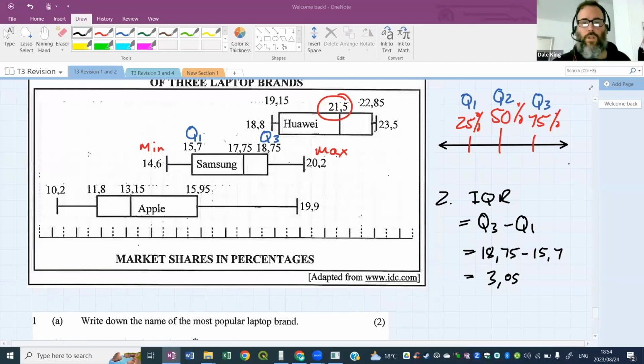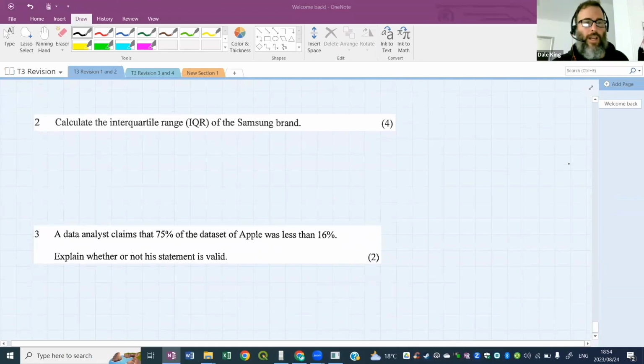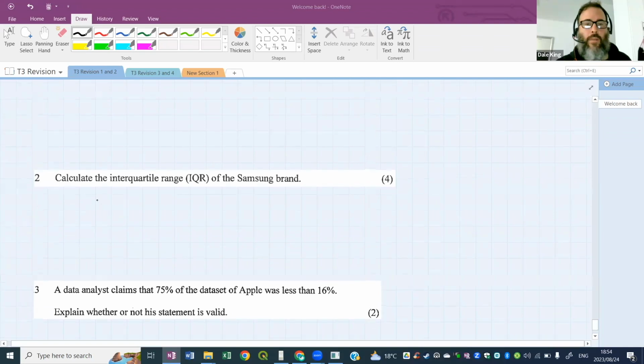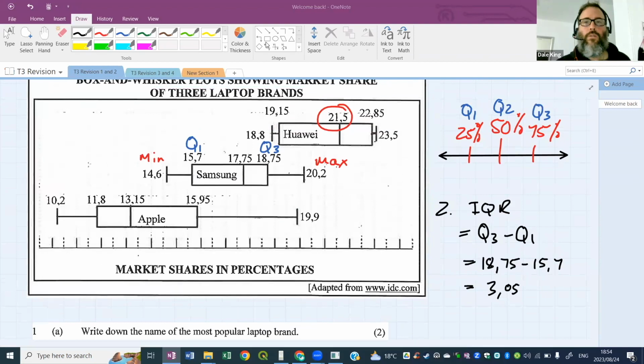All right, last question, folks. A data analyst claims, by the way, a data analyst, that is a very popular job in the world today. So don't shoot that job down. It makes a lot of money. The data analyst claims that 75% of the data set of Apple was less than 16%. Explain whether the statement is valid or not. True or false? Valid or not?